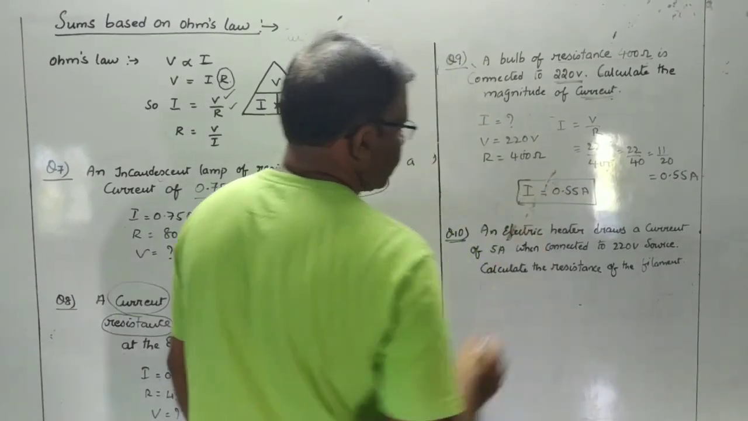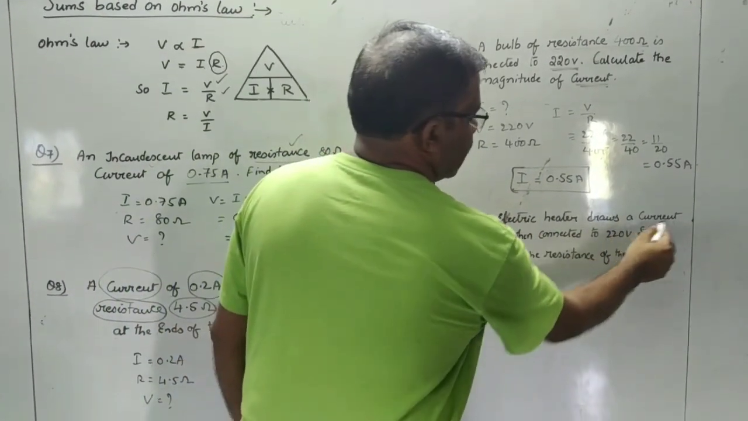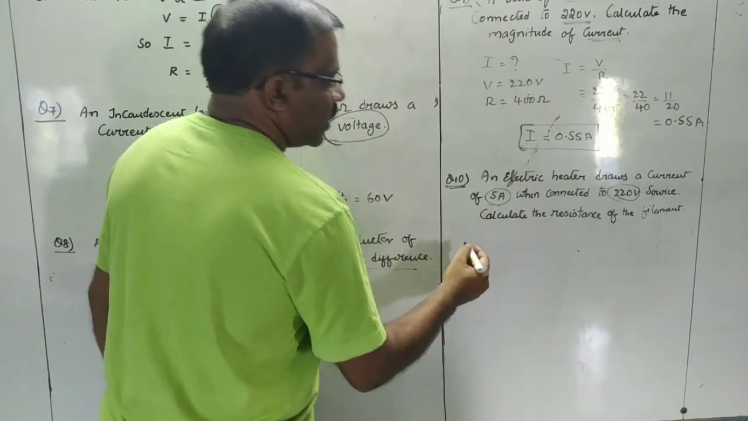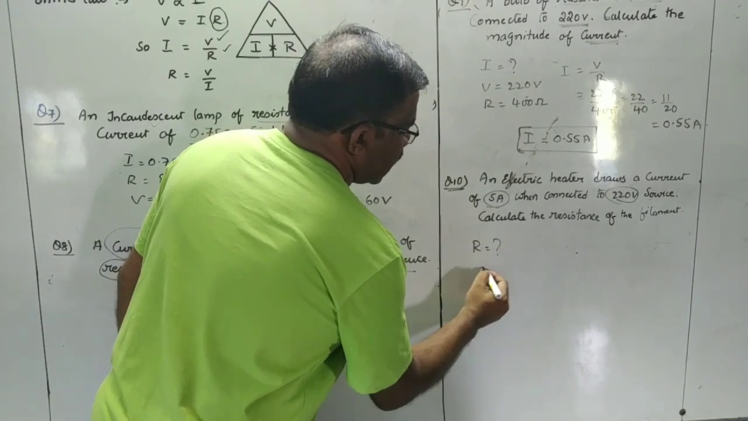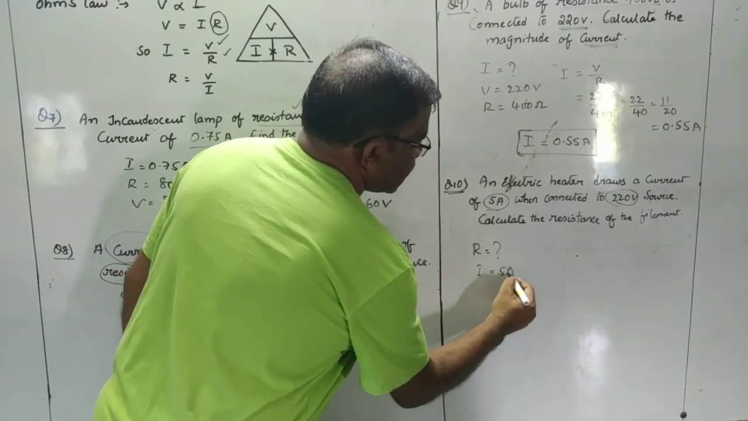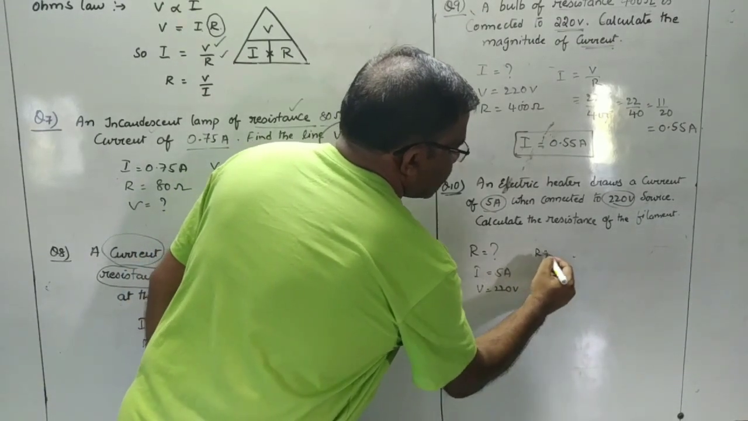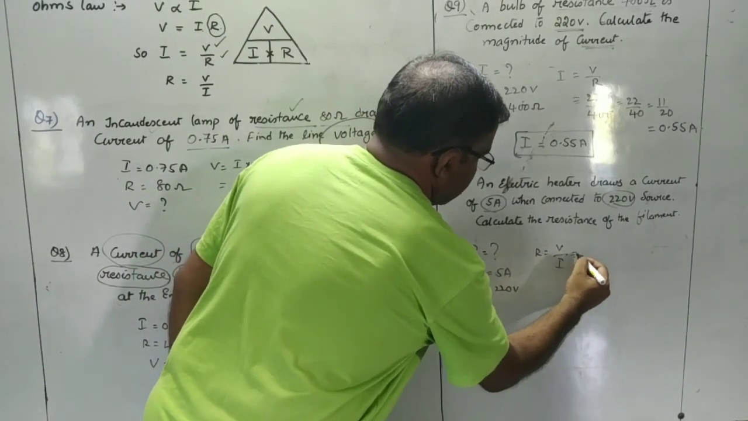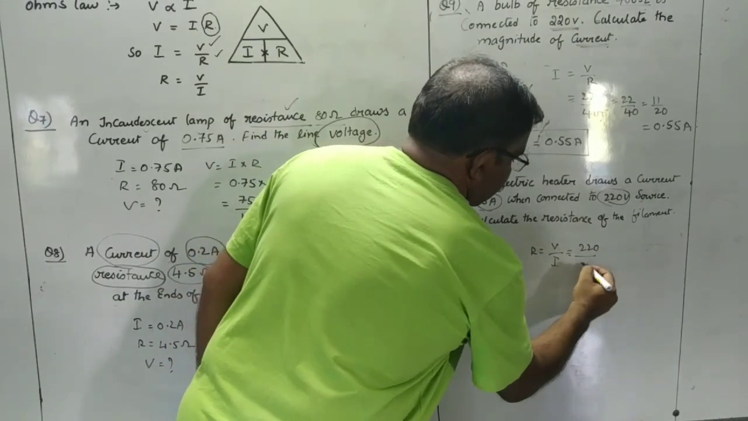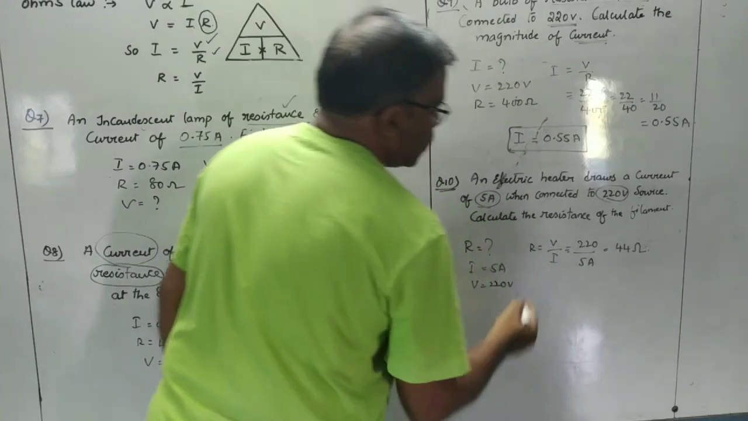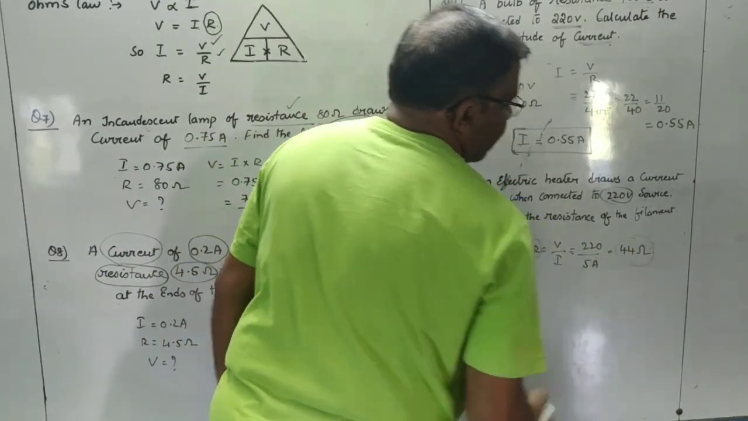Then a heater draws a current of 5 amperes when connected to a 220 volt source. Calculate the resistance. You need to find out R. Given I is equal to 5 amperes, V is equal to 220 volts. So R is equal to V by I, 220 divided by 5 amperes, which is equal to 44 ohms. So here the resistance is equal to 44 ohms.